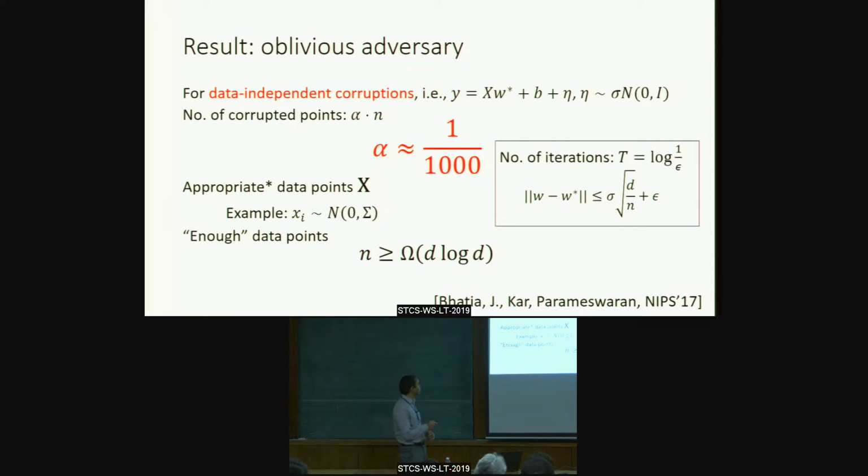But the vector is still sparse, right? Because it has alpha times n non-zeros. If n is a million and alpha is, let's say, 1 by 1000, I will still allow you 1000 non-zeros. So this is just a scaling thing: as you are scaling n, we are increasing the number of outliers, but overall it is still an alpha times n sparse vector only.